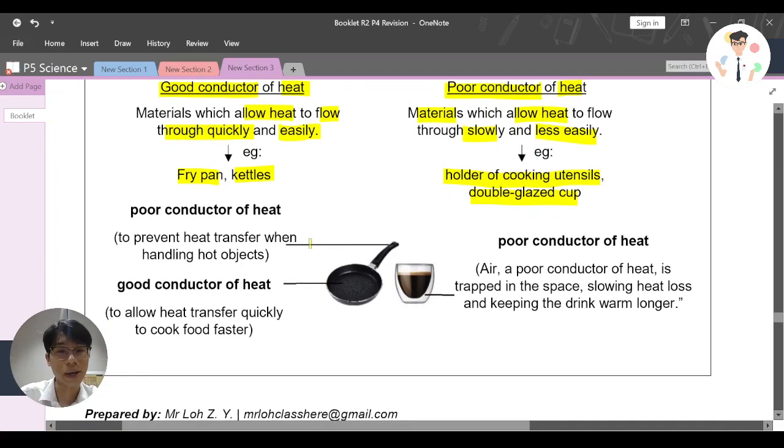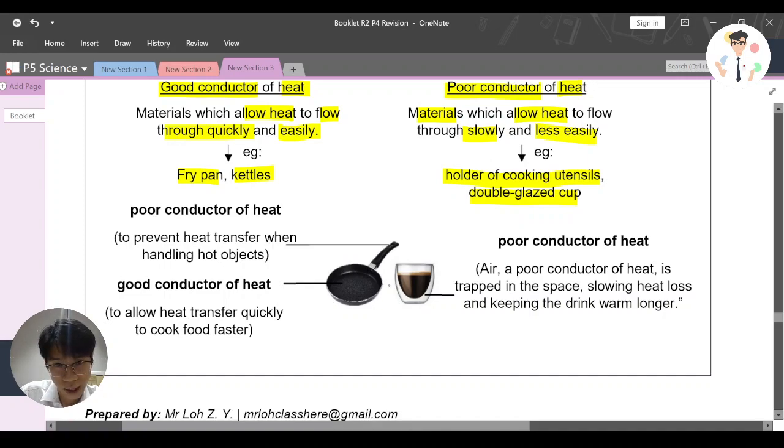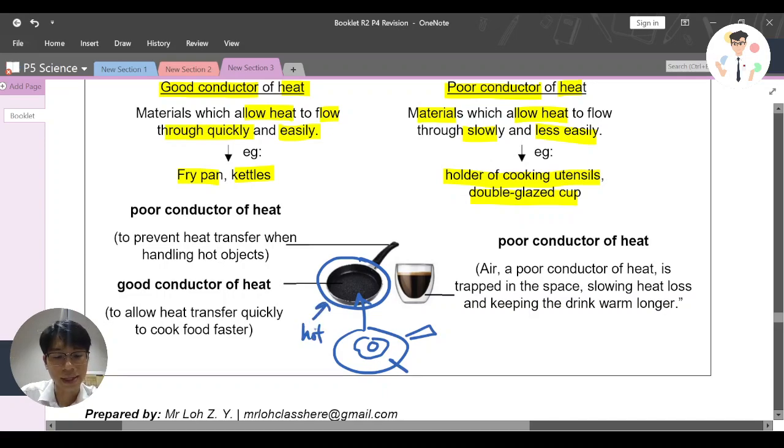For example, I have a frying pan here, and I need to use this part to fry something, for example an egg. Because I need to fry an egg, I need this part to be hot, which means I must gain heat here. So I must use a good conductor of heat to allow heat transfer very fast when I put it on fire. I need the heat to go through very fast, or else I'll wait there for so long for the egg to be fried.